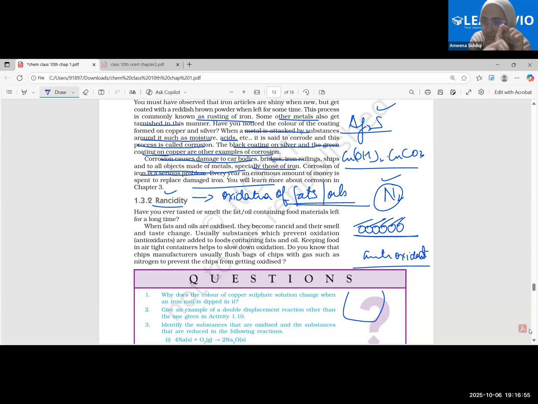Okay. Is it clear? Second, it is very obvious that we should keep the food in the airtight container. What will that do? If we keep the food in the airtight container, the oxygen will not enter the container, therefore not really react with the food. Okay, so therefore rancidity could be prevented.